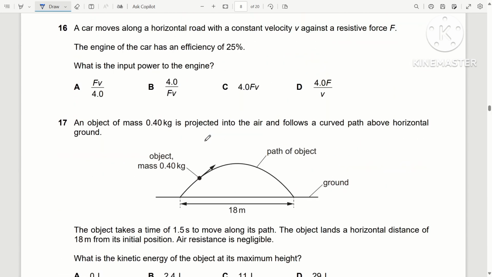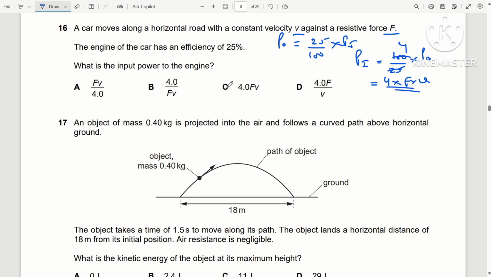Question 16. A car moves along a horizontal road with a constant velocity v against a resistive force F. The engine of the car has an efficiency of 25%. What is the input power to the engine? Now we know that efficiency and input power we can relate. Output power is equal to 25% of the power input. So input power is equal to 100 by 25 into output power. So it will be 4, and output power, it is moving against a resistive force F and velocity v, so F into v. So option C is correct, 4.0 Fv.